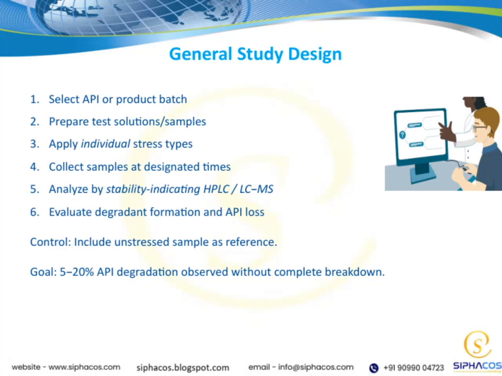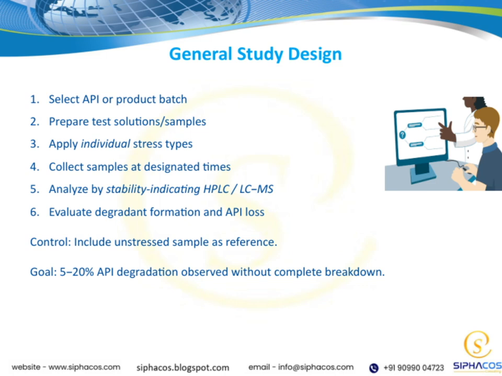Let's walk through the key steps in designing a stability study. First, you'll select the appropriate API or product batch to test. Then, prepare your test solutions or samples carefully to ensure consistency. Next, apply the individual stress types, such as heat, light, or humidity, to simulate various storage conditions. After that, collect samples at specific, designated times to monitor how the product behaves over time.